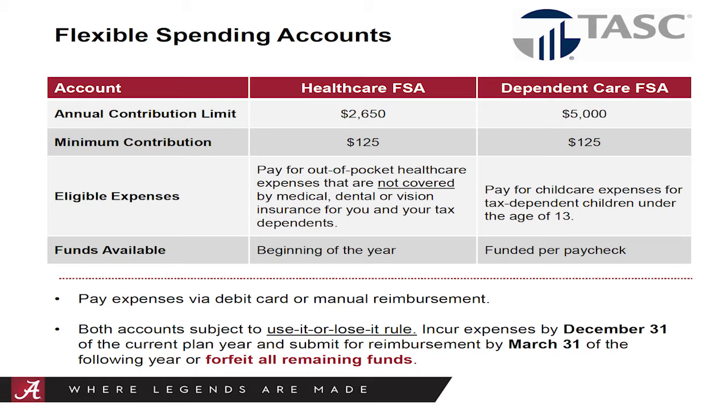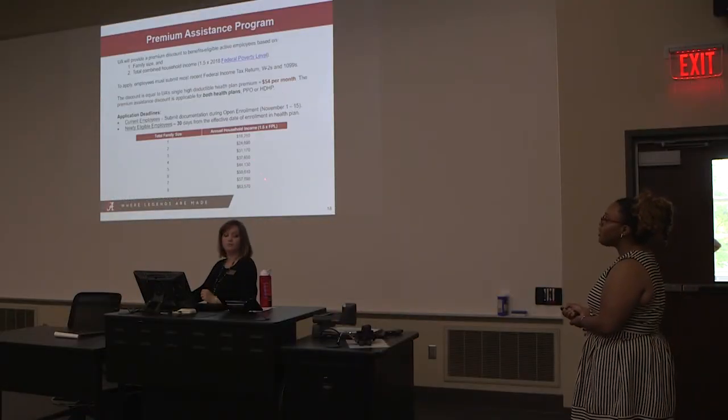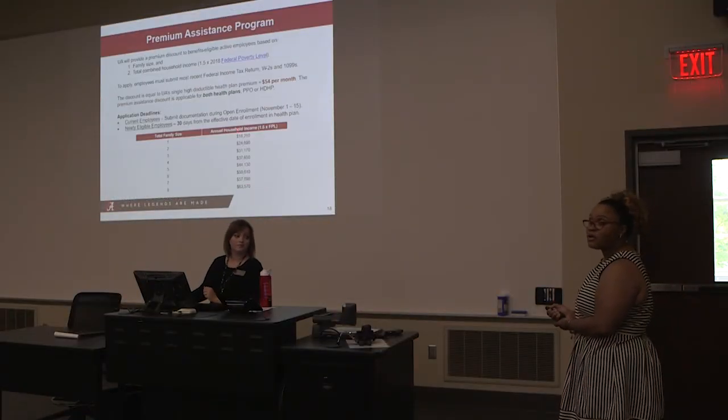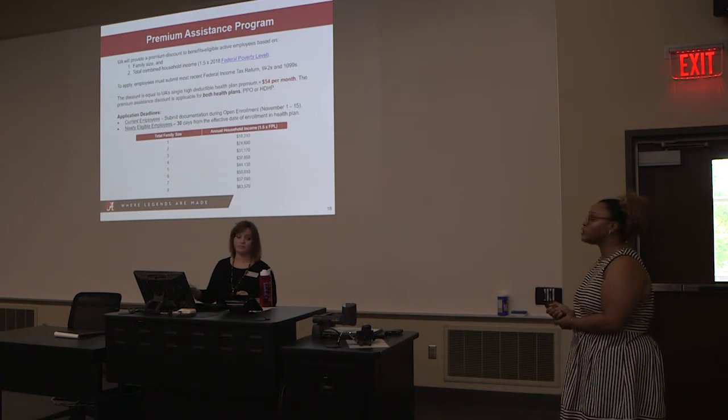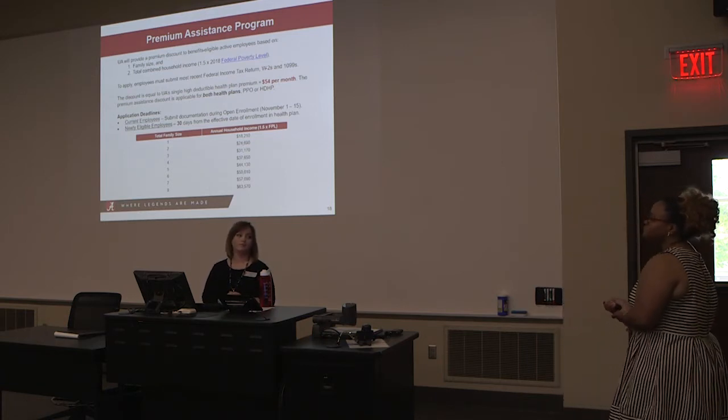This means you do not want to grossly overestimate the amount that you contribute to this account, because you have to incur those charges by December 31st of the current plan year, or anything left in that account is forfeited to administrative cost. You will have until March 31st of the following year to file for reimbursement, as long as you incurred that charge before December 31st.